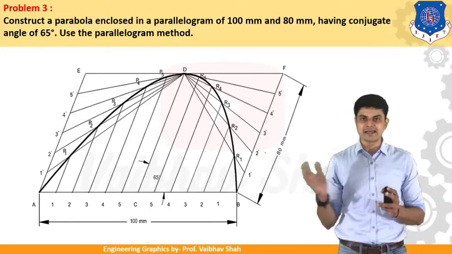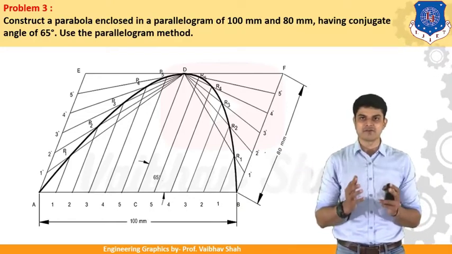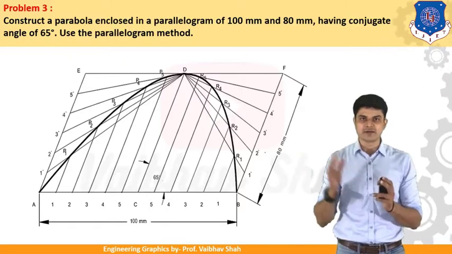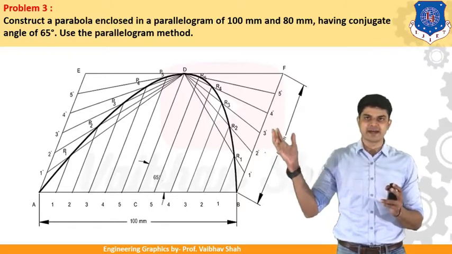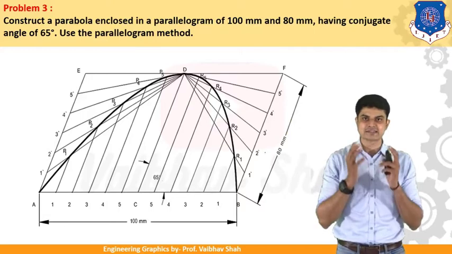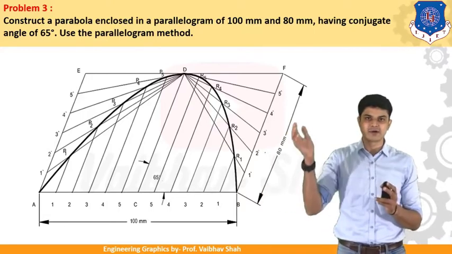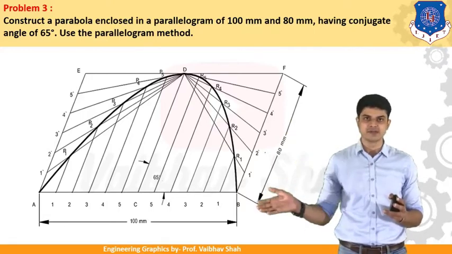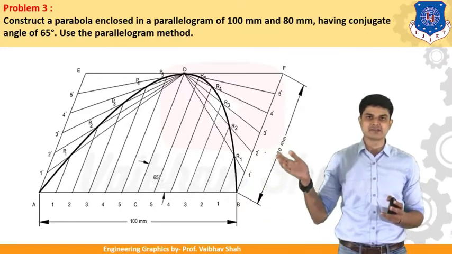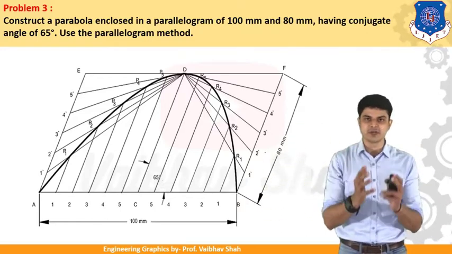So we'll be dividing the inclined line into 6 equal parts, starting from point A as 0, then 1 dash, 2 dash, 3 dash, 4 dash, 5 dash, and 6 dash would be point E itself. Similarly, we should divide this line also into 6 parts, starting from point 0. So 0, 1 dash, 2 dash, 3 dash, 4 dash, 5 dash, and 6 dash would be your point F itself.